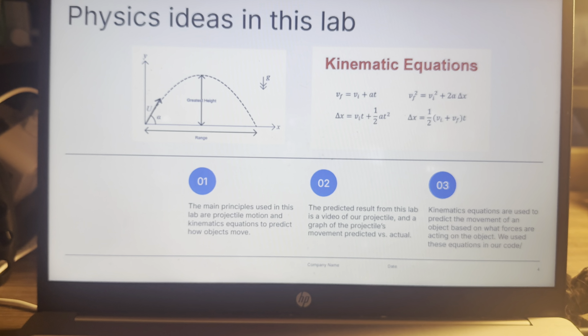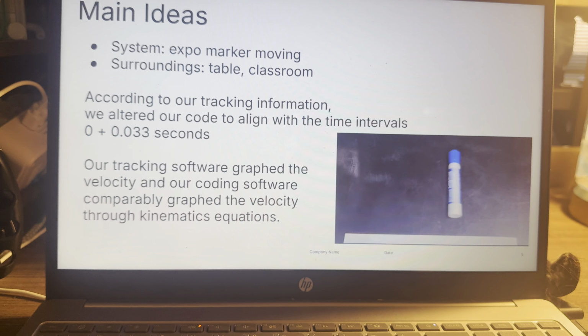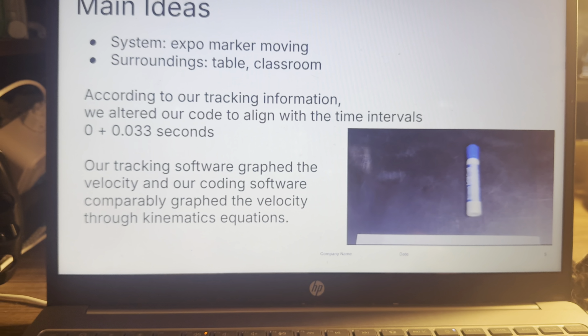Our system was the expo marker moving, and the surroundings were the table and also the classroom, but since it was only in 2D, our surroundings was the table. According to our tracking information, we altered our code to align with the time intervals that were given in our tracker program video. That was every 0.033 seconds the position would update. So in Excel we put in the positions and the velocities of our tracking software, and then using our code we also copy and pasted that data after the code ran.